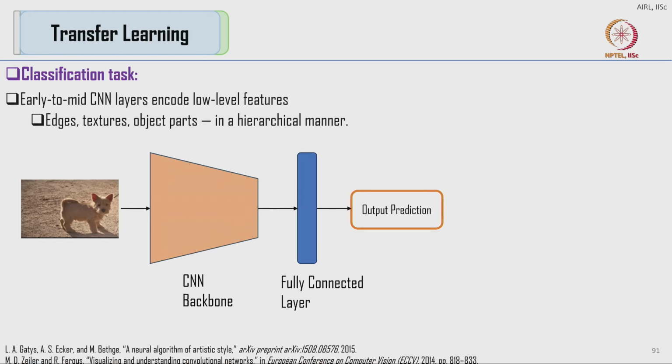Okay. Lastly, let us touch upon transfer learning. We have seen in the visualization process, and in various other discussions, that for CNNs, let us say for classification tasks, CNNs learn different types of information.